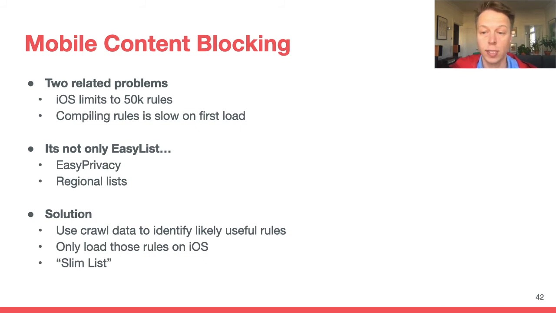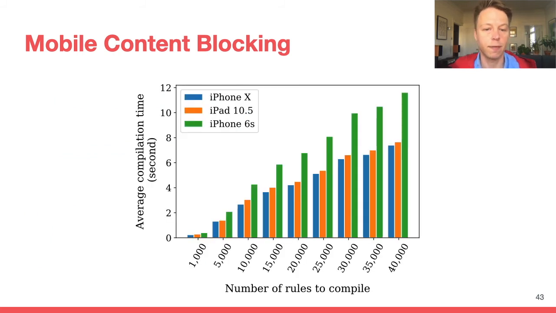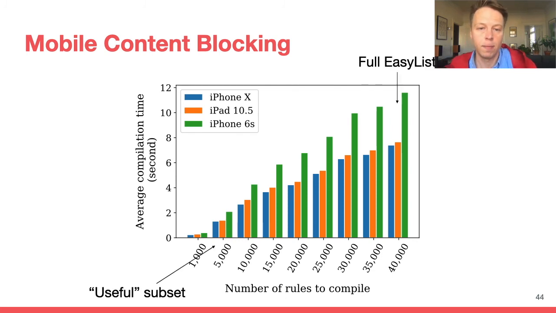We call this reduced list Slim List. And just to very quickly show what these numbers look like, this is how long it takes to compile the full set of rules of different filter list sizes on different iOS devices. You can see here at the far right side of the graph that it takes a full 12 seconds on an iPhone 6, for example, to compile just 40,000 rules. But if we extract that down to just the rules that are most likely to be useful, so the about 5,000 rules that are actually used from EasyList in our experiment, it takes about 2 seconds. So it's a much more pleasant experience.